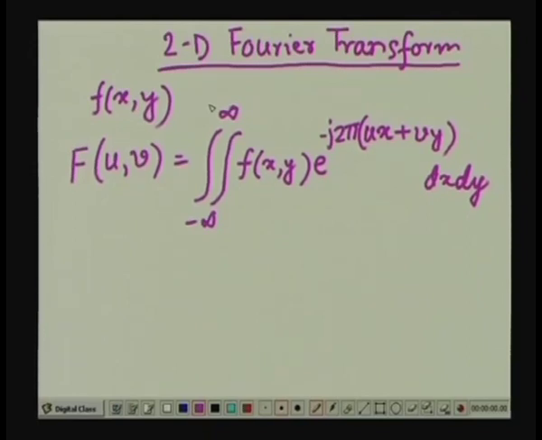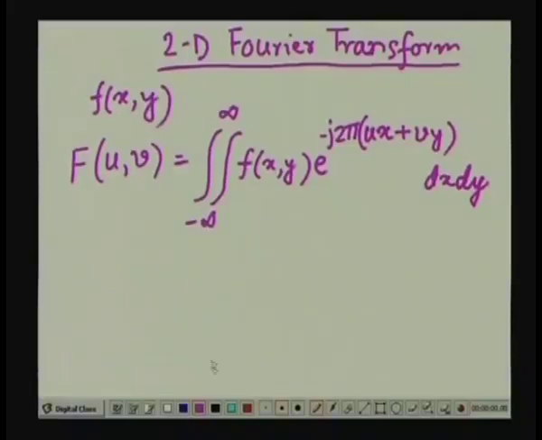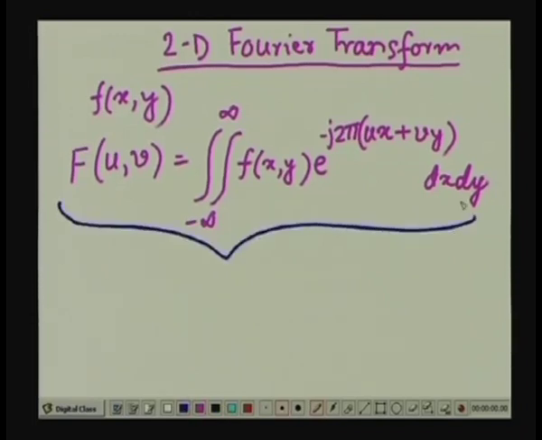So, you find that from a one dimensional Fourier transformation we have easily extended that to the two dimensional Fourier transformation, and now this integration has to be taken over x and y, because our image is a two dimensional image which is a function of two variables x and y. So, the forward transformation is given by this expression: F(u,v) is equal to the integral of f(x,y) e to the power minus j 2 pi (ux plus vy) dx dy, and the integration has to be taken from minus infinity to infinity.